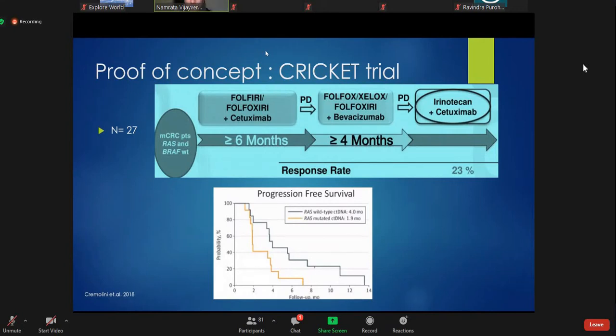But what they found was in tumors that had reverted back to the RAS wild-type clone, PFS was about 4 months compared to those who continued to have the mutant clone. It was 1.9 months. So it was just a proof of concept, right? You revert back to the wild type, you give them again, and these patients still respond.